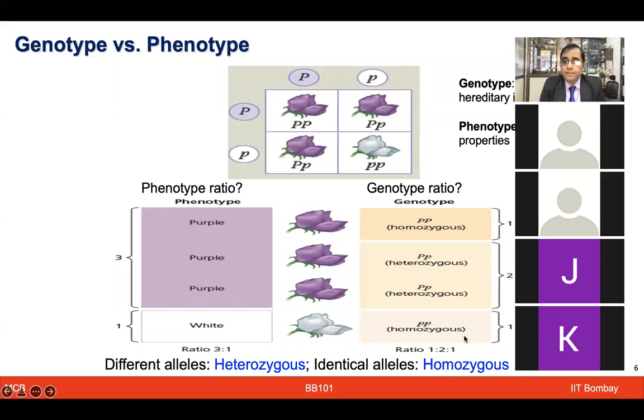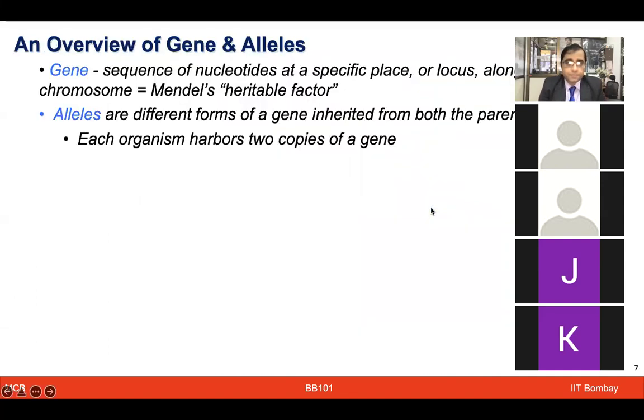When we have different alleles, those are heterozygous, as I explained here, capital P, small p. When we have the same alleles, these are homozygous, or identical alleles. So these terminologies are going to be used many times. Of course, we'll talk about this cross subsequently, but I just thought to give you some definitions so that you are clear about these terms.